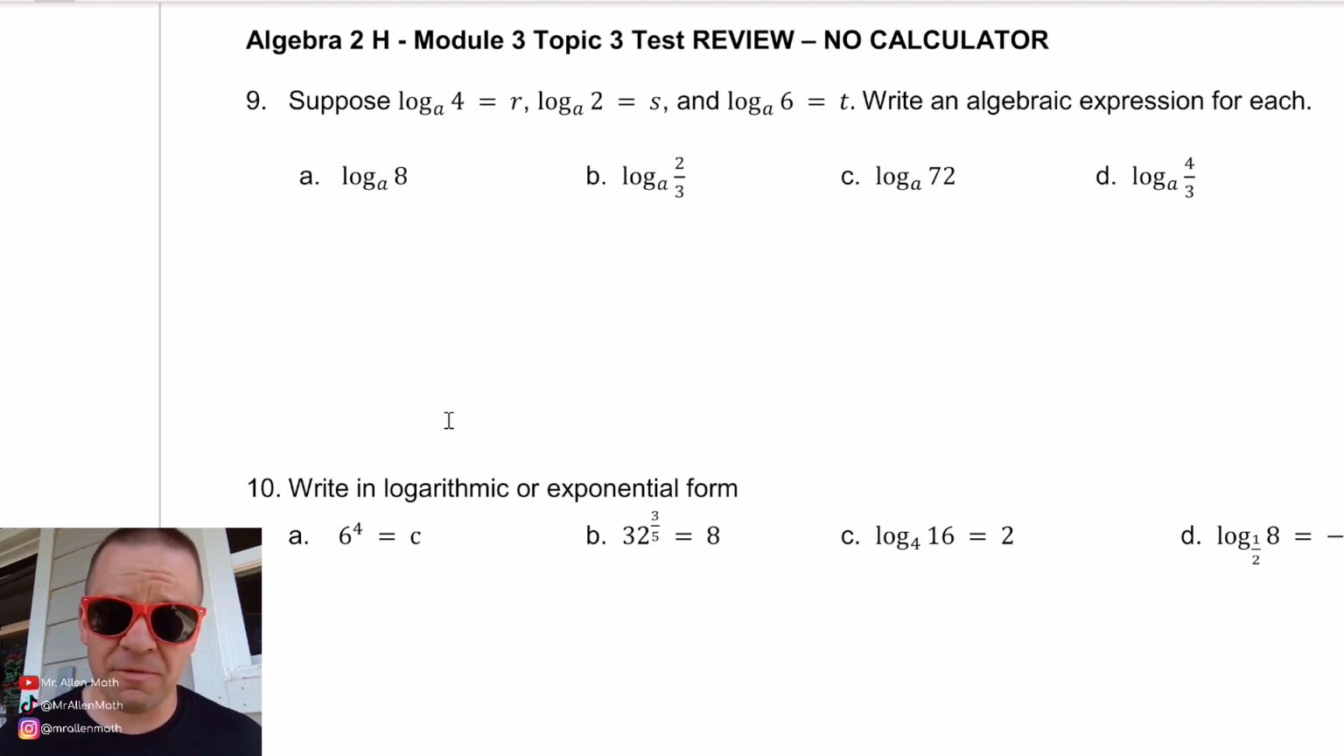My goodness, this is terrifying. But perhaps we can break this down with some log properties. Check it out. I'm going to help you guys out. I'm going to hook you up with some knowledge, all right?